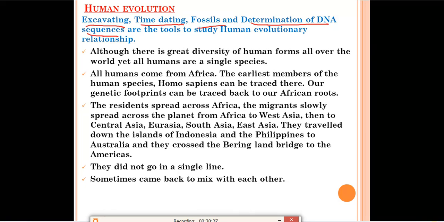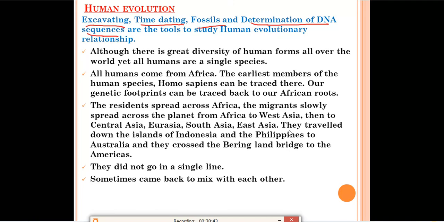In your exercise, one question is also related to this topic. So these are the tools by which we can study human evolutionary relationships. The first point is, although there is great diversity of human forms all over the world, yet all humans are a single species.